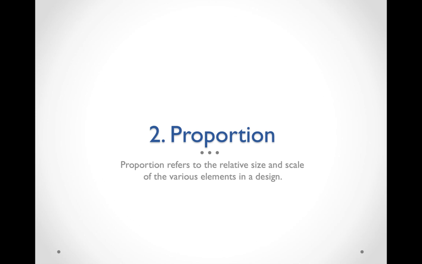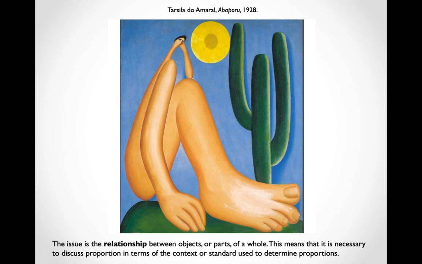Proportion refers to the relative size and scale of the various elements in a design. So what we're really talking about when we talk about proportion is the comparison of different elements and the proportions, whether they're expected or not. The issue is the relationship between the objects or parts of the whole. This means it is necessary to discuss proportion in terms of the context or standard used to determine proportions.